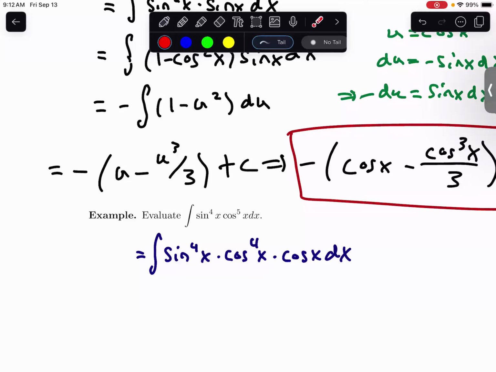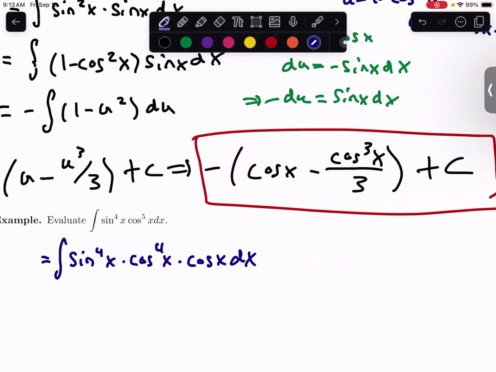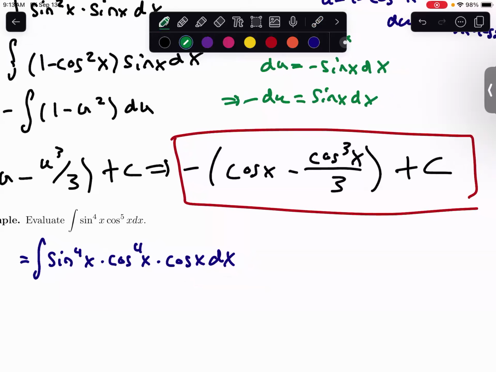And so when we rewrite the 5th power of cosine as cosine to the 4th power times cosine of x, it leaves us with this cosine of x dx, which should give you a hint in terms of what you should be letting your u be equal to. Based off of this, what should we let our u be equal to? What we will do is let our u be equal to sine of x, because then if we do du, we'll get a cosine of x dx. So this would be du.